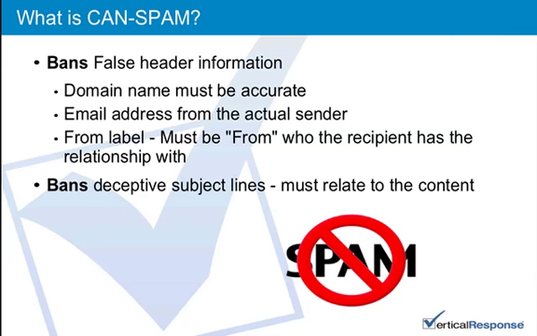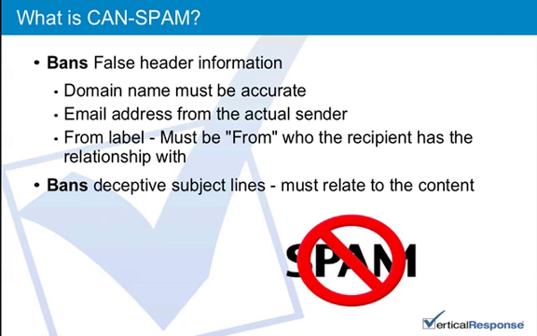So CAN-SPAM bans false header information. Now, if you're mailing through VerticalResponse, this is something we take care of, so you don't actually have to worry about this. But the domain name has to be accurate. And to that point, most ISPs actually check that the domain on your email matches the IP address that's sending it. So even ISPs go above and beyond what the CAN-SPAM law requires, that they're actually checking this information.